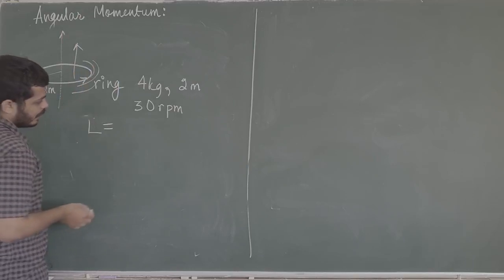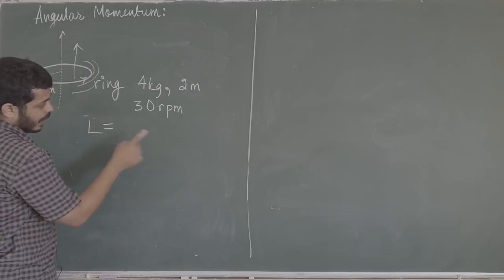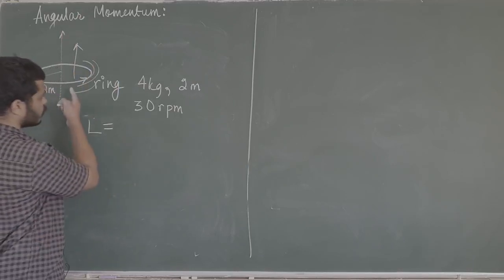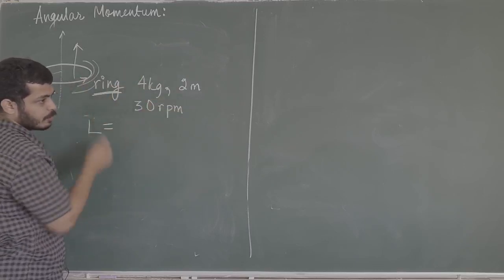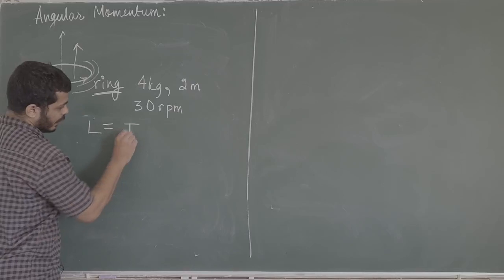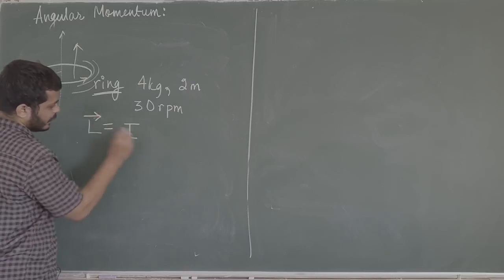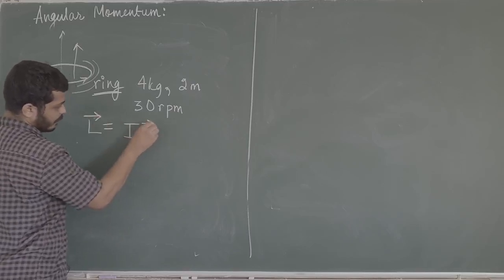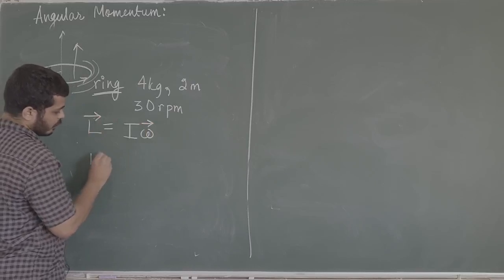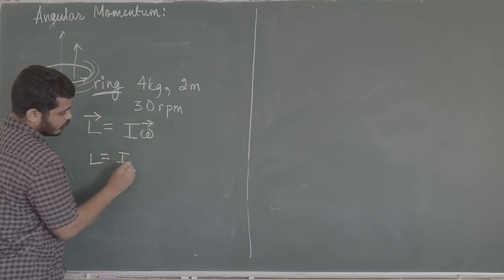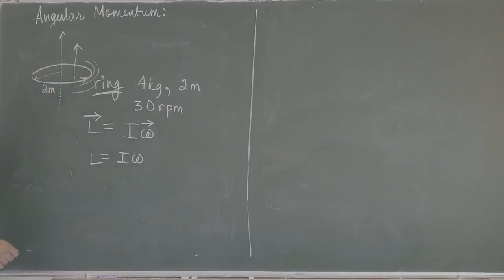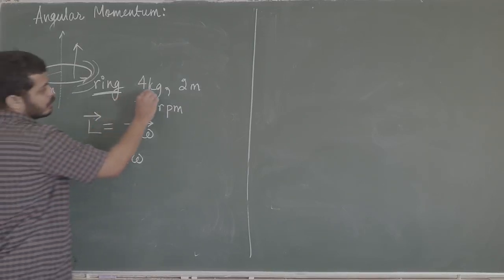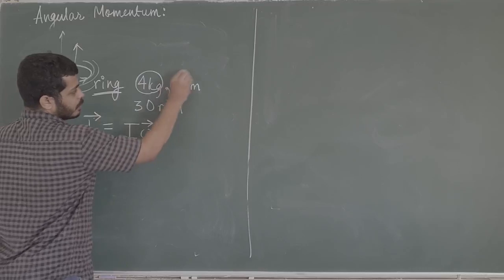How will you do that? In general, you can write R cross P, but here there is no P because it's not a particle, it's an entire object that is rotating. So in such a case, L vector is defined as I omega vector. We are not interested in vectors, so we will just write L is equal to I omega. Simple. Our ring is of mass 4 kgs, and the radius is 2 meters.